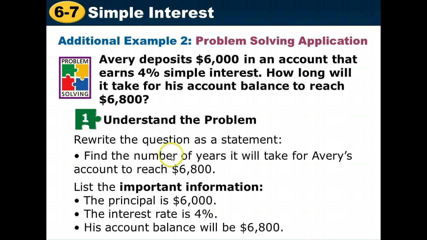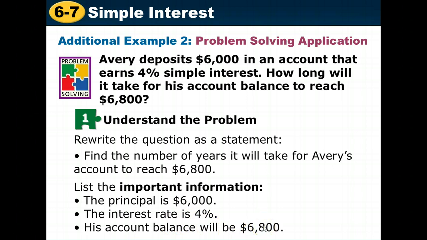Alright, so here first thing we can rewrite the question. Basically they're asking us to find the number of years it will take for Avery's account to reach 6,800. Now, list the important information. So here we know the principal is $6,000 and the interest rate is 4%. And his account balance will be 6,800.